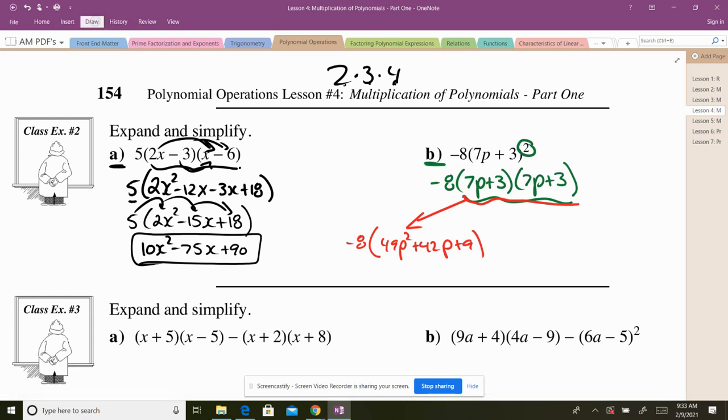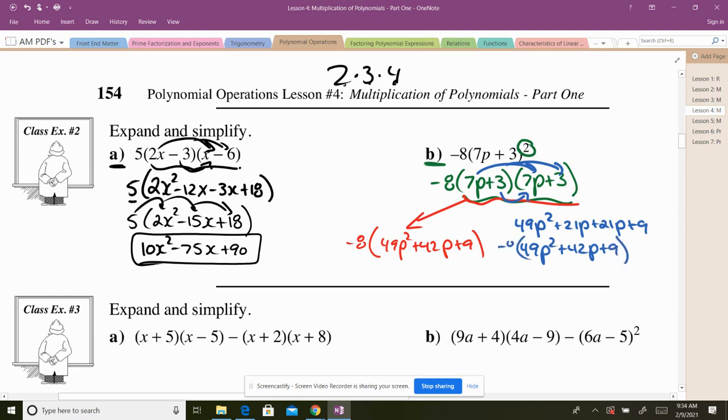If we FOIL it, which I'm assuming most people want to do, then you go 7p times 7p is 49p squared. 7p times 3 is 21p, 21p plus 9. Combine your like terms. And then negative 8 comes down. So if you FOIL it, you get to the same point. It just takes you a little longer to get there. But I don't care. It's up to you. As long as you get the right answer, that's all I really care about.